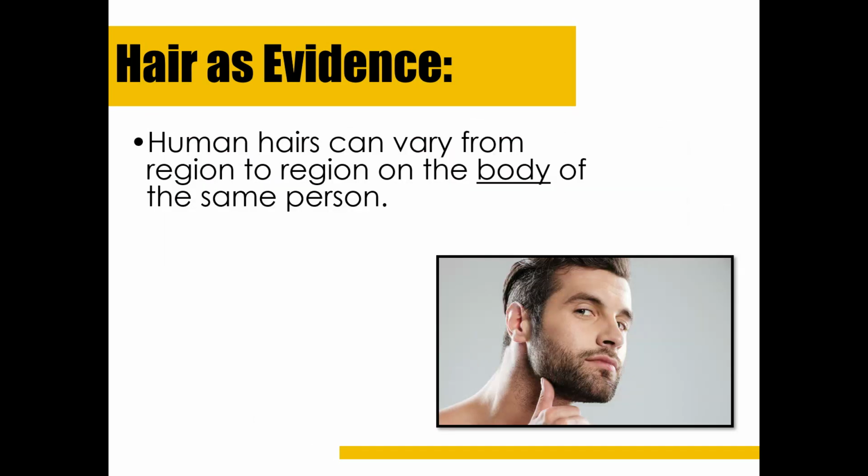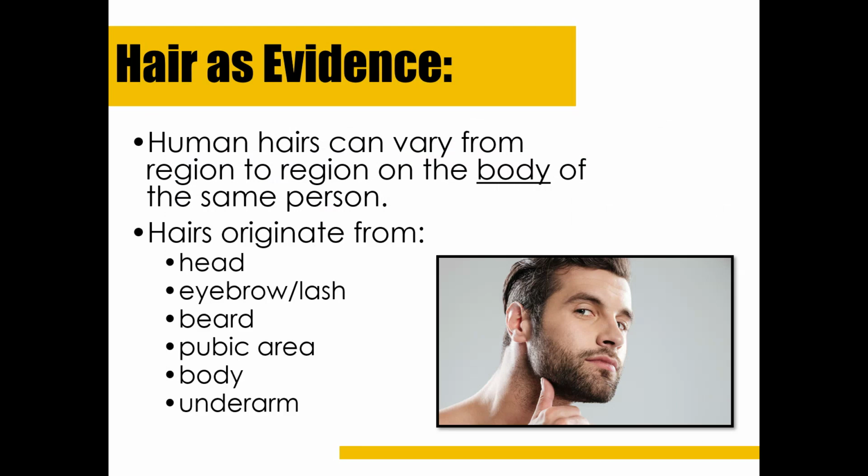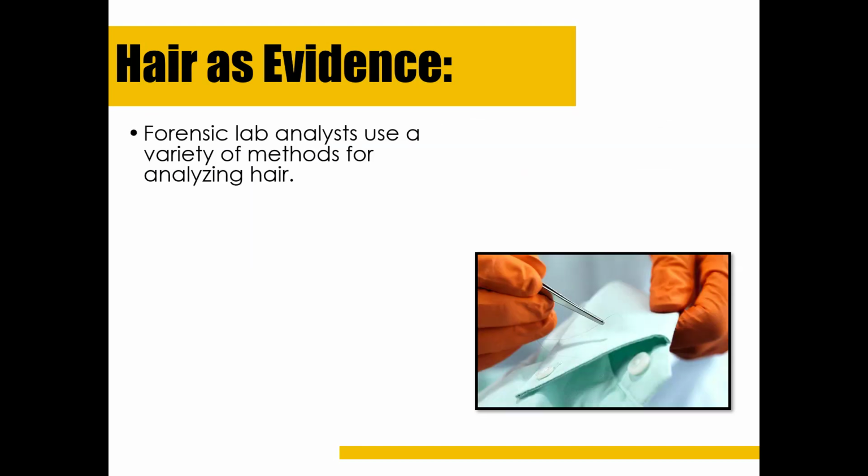Now, we have a wide variety of areas on the human body that hairs can originate. Hairs can come from a person's head, their eyebrow, eyelashes. They can come from a person's beard, the pubic area, the body. You can have body hairs, underarm hairs. And so all of these hairs can be used. If they're left behind at a crime scene and an investigator can find them, they can be useful.